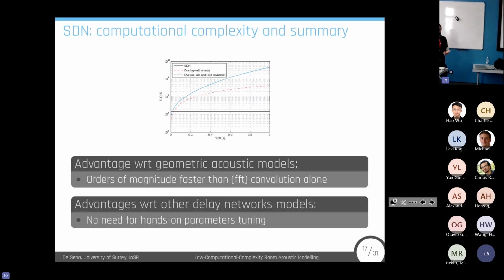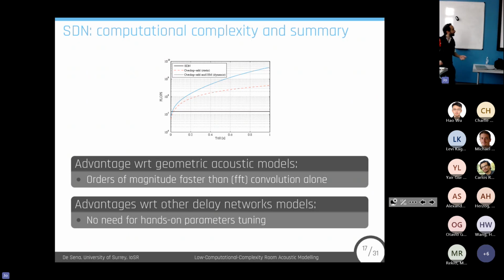Okay. The computational complexity is quite low, of course, because it's a recursive model. So in this case, we compared it to just FFT-based overlap-add convolution, which arguably maybe it's not, you know, there are faster models than this, but it is 1 to 2 orders of magnitude faster than convolution alone, right? Not even including calculating an impulse response. And that comes from the fact that you have recursion in there.